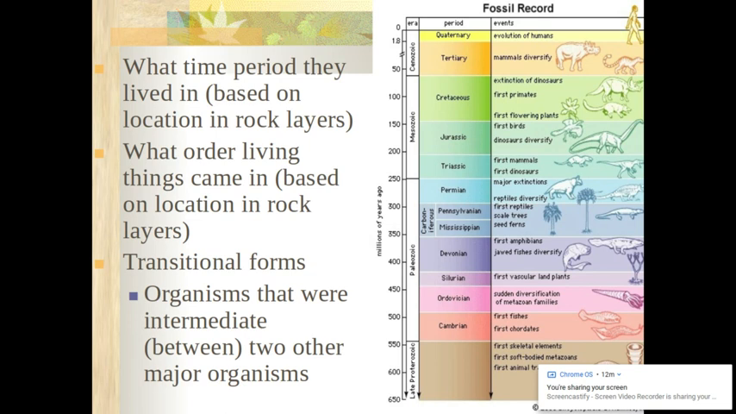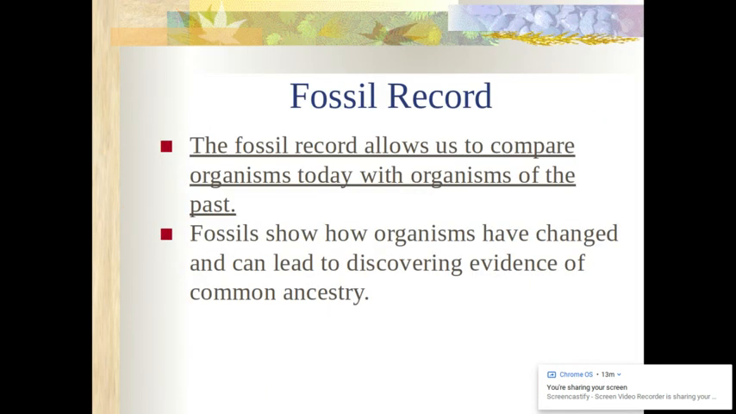Based upon our evidence of vestigial structures and homologous structures, we can see these structures changing and molding over time, and we can track them and tell who we are closely related to. How did we get to where we are today? We'll talk more about the actual reason and how that happens later on, but we see evidence of our ancestry through our fossil record. The fossil record allows us to compare organisms today with organisms of the past.